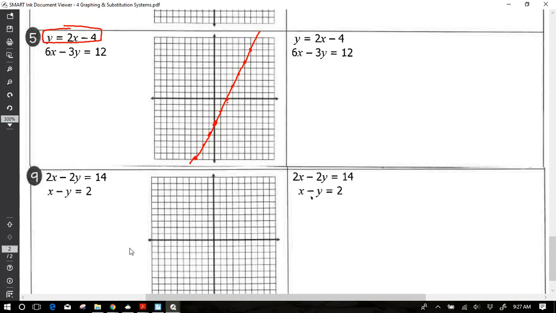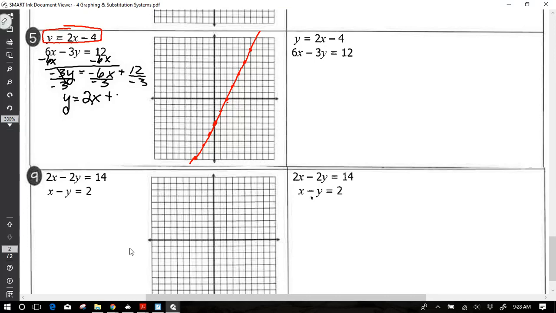Now for my blue equation, I'm going to have to do a little bit of work. For the graphing method, both equations have to be solved for y equals before you can graph them. So let's just subtract our 6x, bring down negative 3y equals negative 6x plus 12, divide by the coefficient of y, which is negative 3, and so I get a slope of 2x and a y-intercept of negative 4.